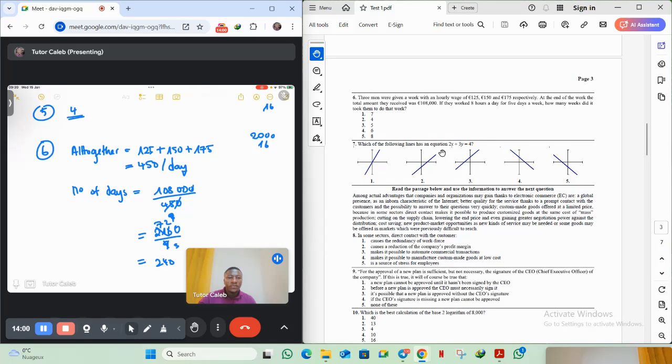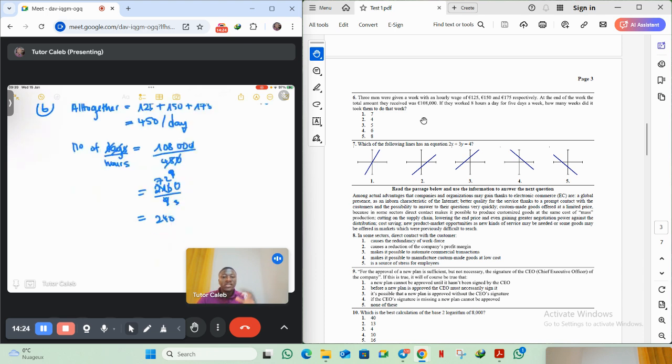So if he works for 240 days and, oh no, I made a mistake. That will give us the number of hours. This is the number of hours rather. So the question says that if they work 8 hours a day, now to get the number of days, what you do is that you divide 240 by 8 hours, since every day they work 8 hours, and you get 30 days. And how many weeks? If they work for 5 days a week, that means you have to divide it by 5, which will give you 6. So your answer will be 6 weeks.